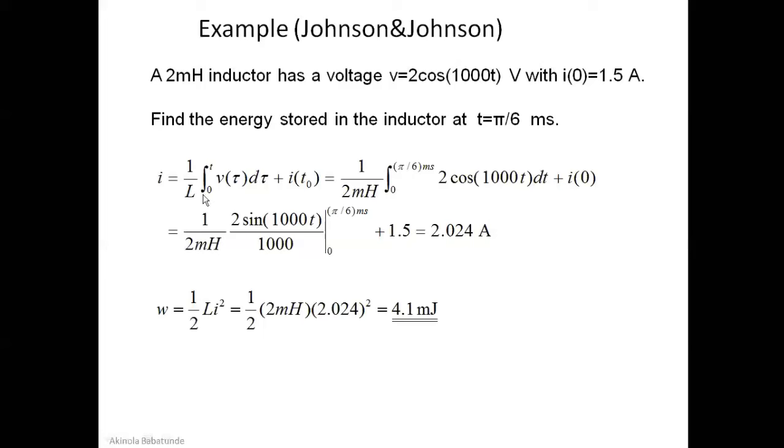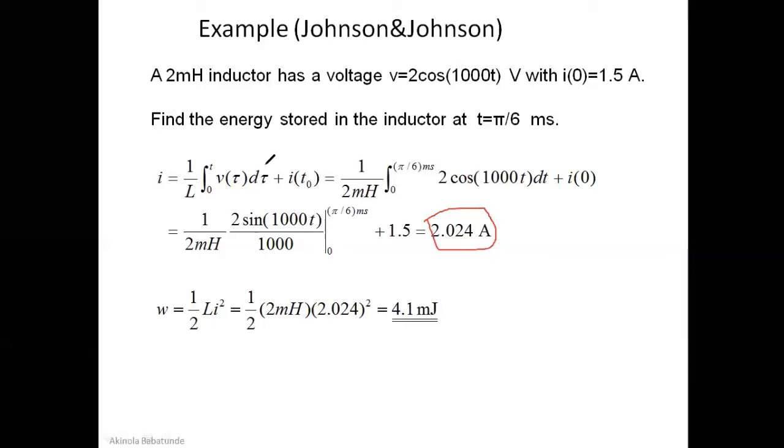So if you carry out this integration, you have 1 over 2, since 2 is a constant. If you integrate what we have here, you have 2 sine 1000t divided by 1000, from 0 to pi over 6, plus 1.5. Also, this is just basic and simple integration, so you can brush it up in case you are forgetting, and just remind yourself of how to integrate functions like this. If you substitute 0 where you have t and pi over 6 where you have t and carry out simple arithmetic operations, what you are going to have left is 2.024 amperes as the current flowing through the inductor.